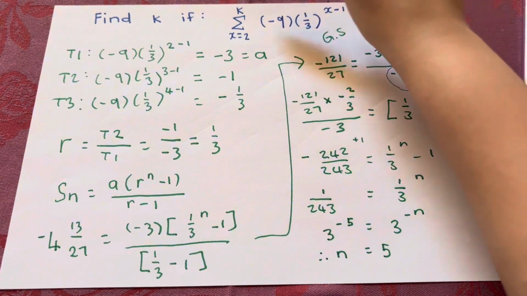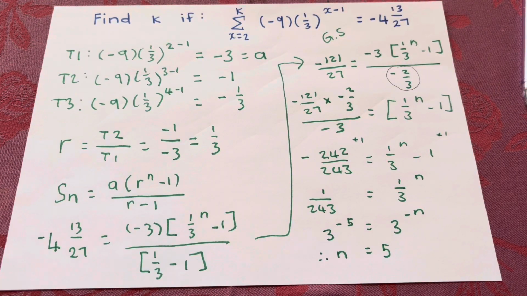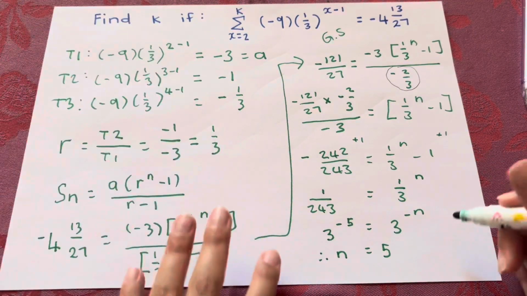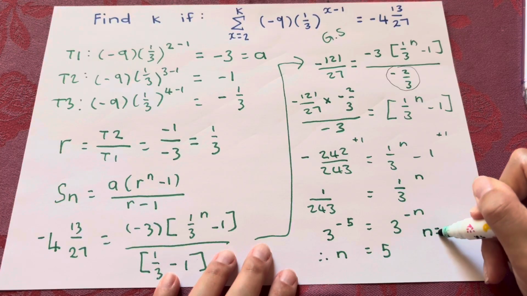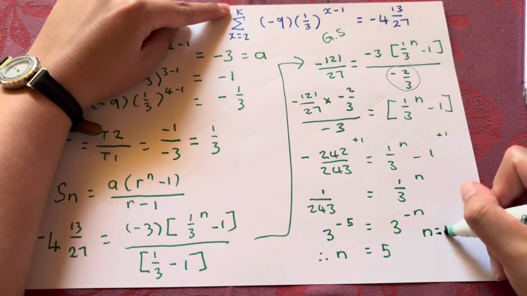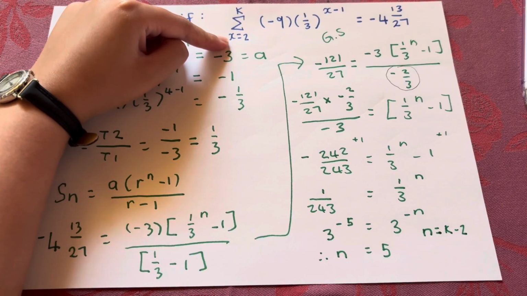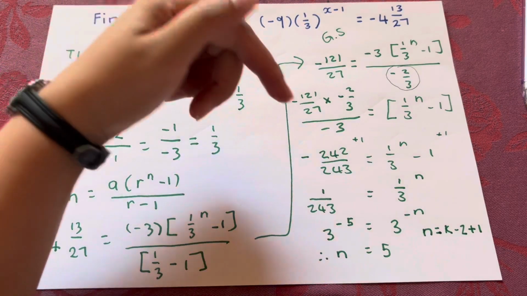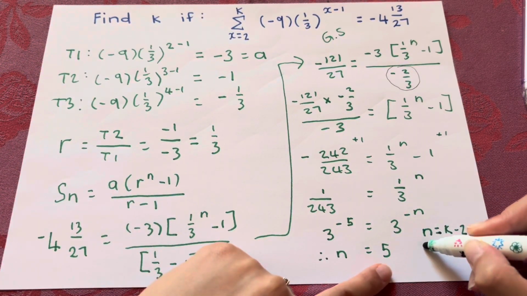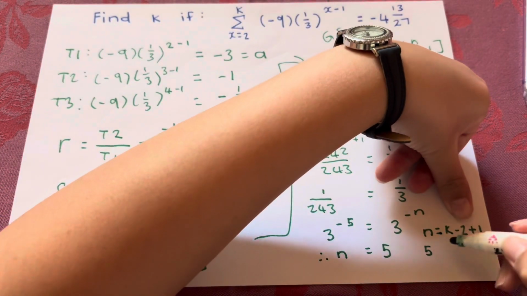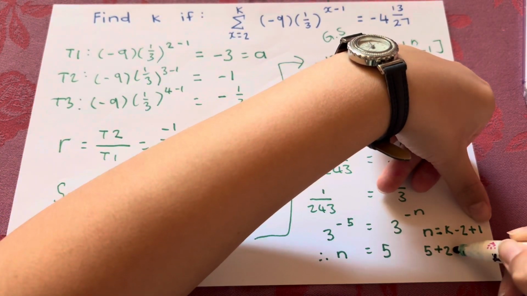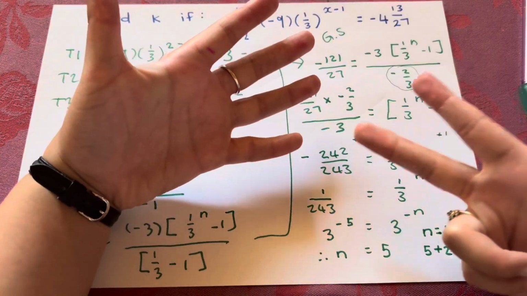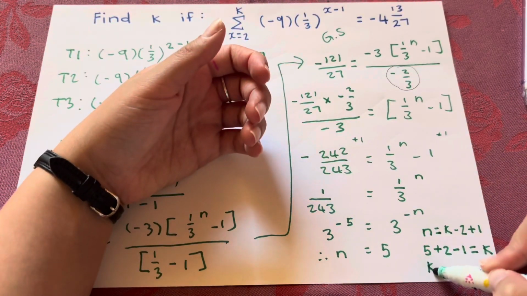Now, I still haven't answered the question. They asked me to find k. Now, remember, this n stands for the number of terms. So the number of terms is equal to the top value of your sigma minus the bottom value of your sigma plus 1. So we can actually obtain the value of 5 accordingly. To isolate k, our left-hand side is 5. Take this minus 2 to turn to plus 2. And the same here, it inverts to the other side, leaving us with k. 5 plus 2 less 1. That means the value of k is 6.